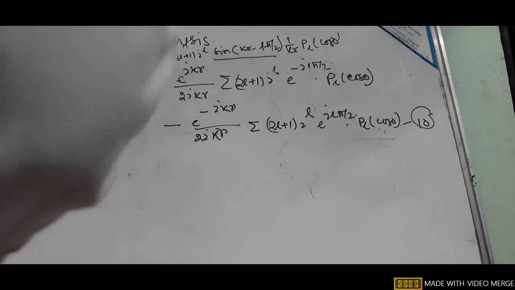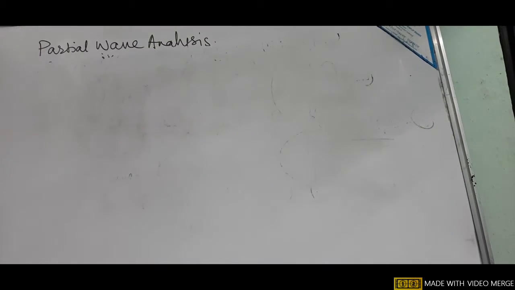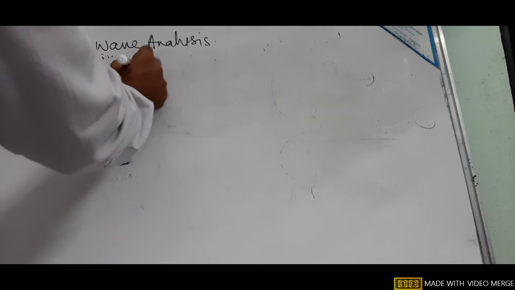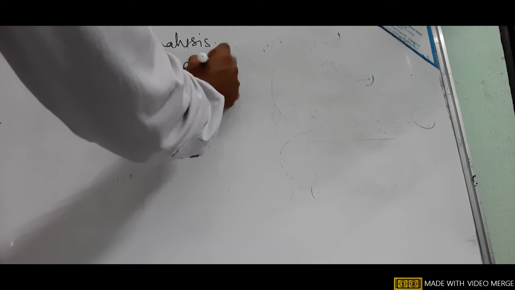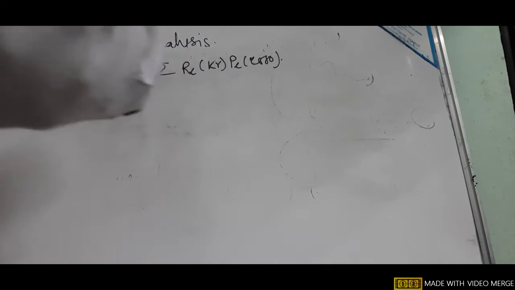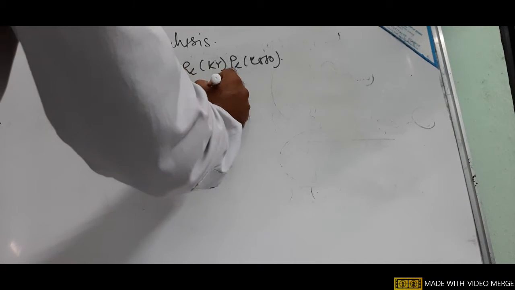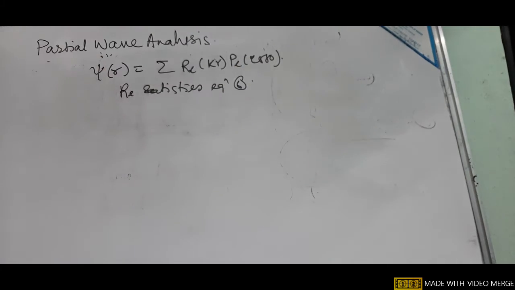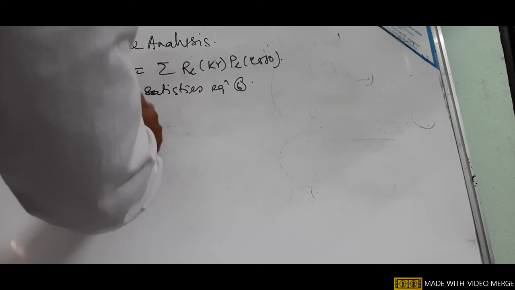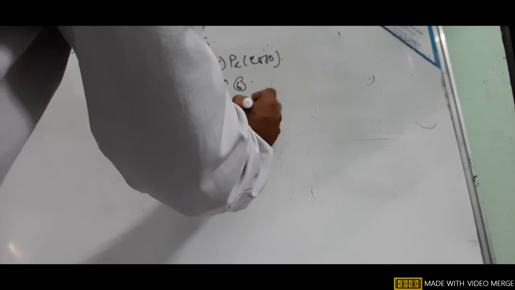So this is now for the asymptotic behavior that we have got. For the asymptotic behavior, ψ(r) equals the summation of R_L(kr) P_L(cos θ). So R_L satisfies equation 6, and equation 6 becomes a differential equation for j_L(kr), the Bessel function.